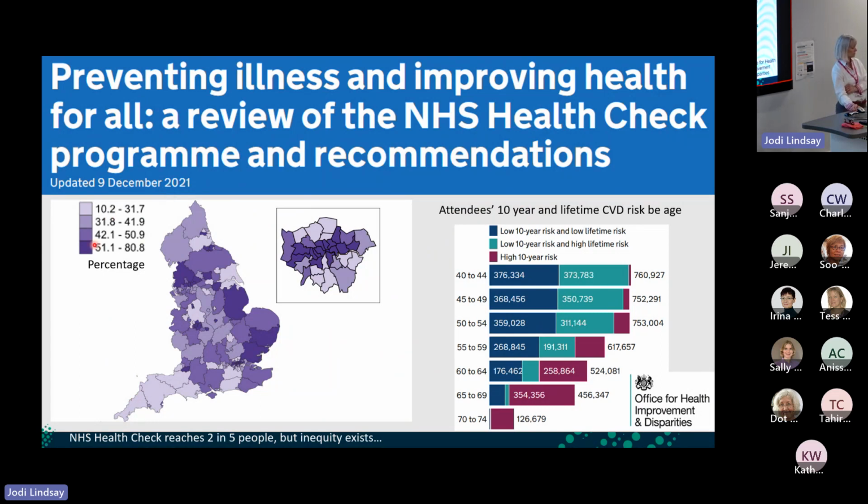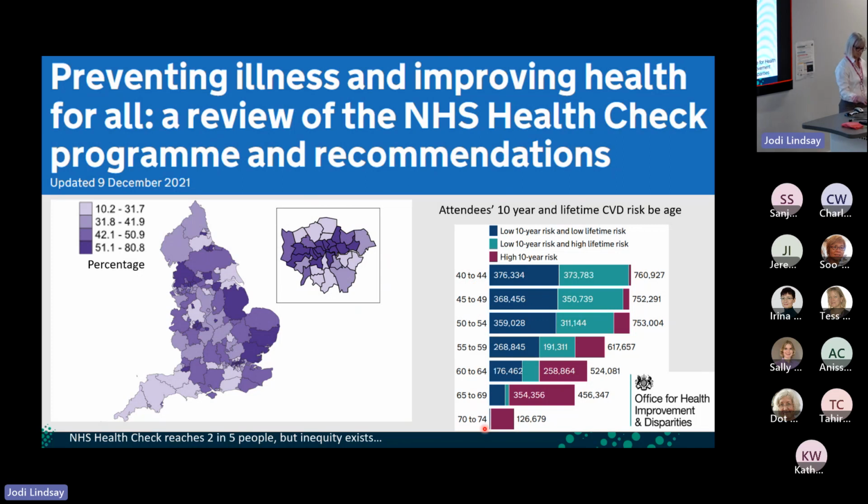And this graph here, this little graphical map of England, shows you how it varies from about as low as 10% up to as high as 80% in different regions of the country. And attendees' 10-year and lifetime CVD risk is very strongly associated with age. So as we can see, as we get older, the high 10-year risk estimates increase with age. So we all know that.